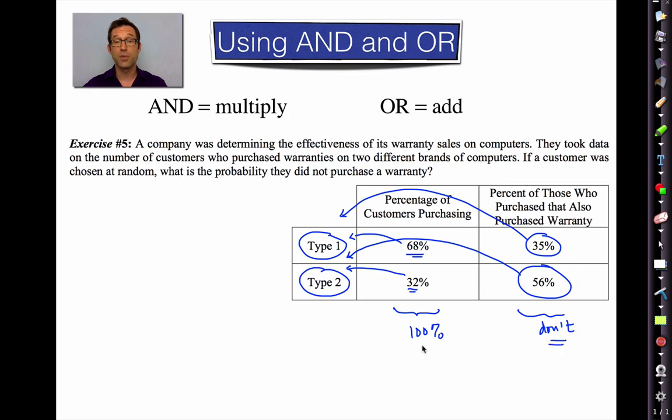These two we would totally expect to add up to 100% because we're only selling 2 types of computers. 68% of the people who bought a computer got type 1, and 32% got type 2. On the other hand, that 35% and that 56%, that's just the percentage of how many people who bought type 1. You know, you're standing there at Best Buy or some other Circuit City, and you just bought a type 1 computer. Only 35% of the people are going to buy that warranty that they offer you at the end. And it's not likely going to be me.